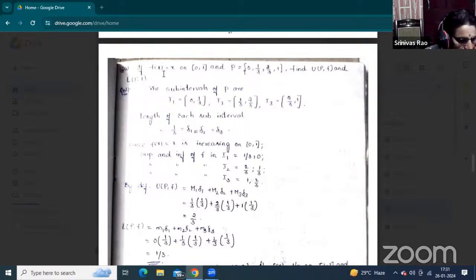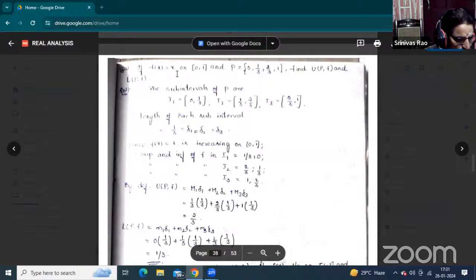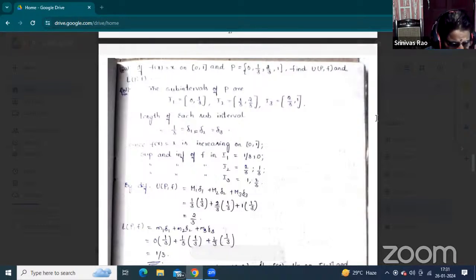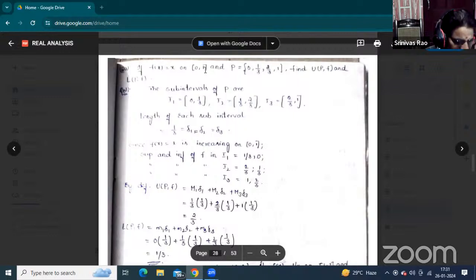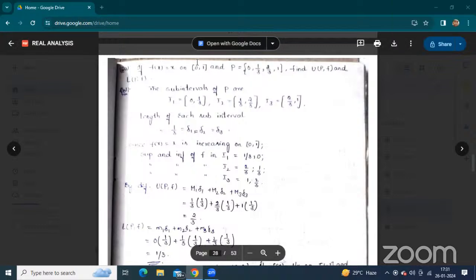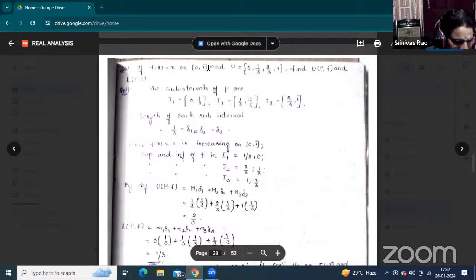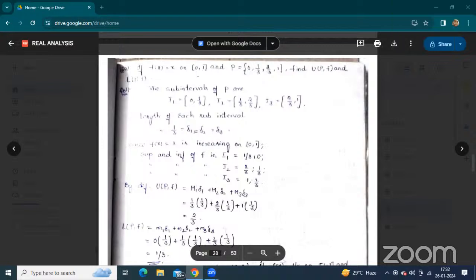Now, the given function is f of x equal to x on the closed interval 0, 1. The interval consists of elements x. Just imagine a real line whose lower value is 0 and final element is 1. Now, in between, how can you divide the partition points? According to the interval, we must divide it into 3 parts, so the partition points are thirds: 0 by 3, which is 0.